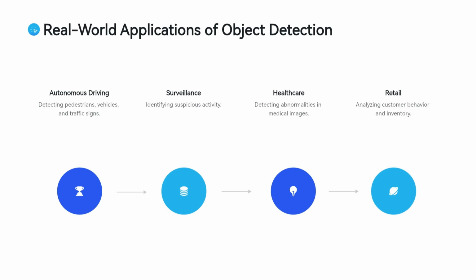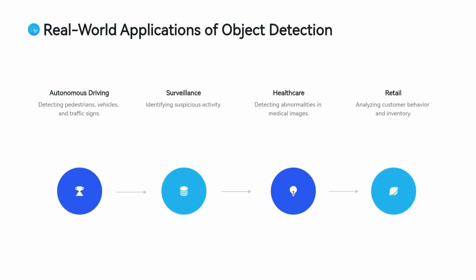Surveillance. In security systems, object detection can automatically identify suspicious behavior, such as intruders or unusual movements, enhancing monitoring efficiency. Healthcare. Object detection is used in medical imaging to identify tumors, lesions, and other abnormalities in X-rays, MRIs, or CT scans, aiding in early diagnosis.